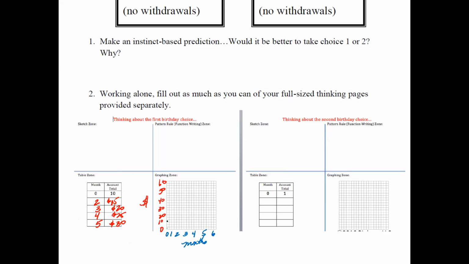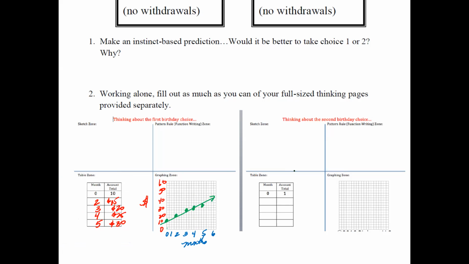At 0 months, it is $10. At 2 months, it's going to be $15. At 3 months, it's going to be $20. At 4 months, $25. At 5 months, $30. So if I draw my line, it's a pretty straight line.